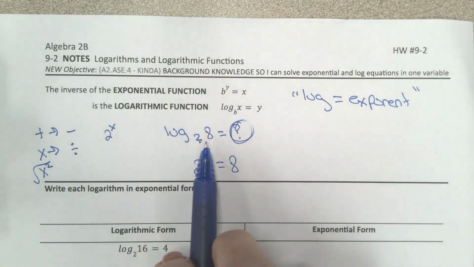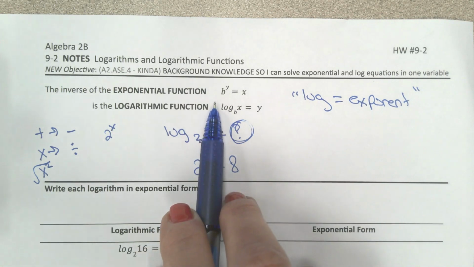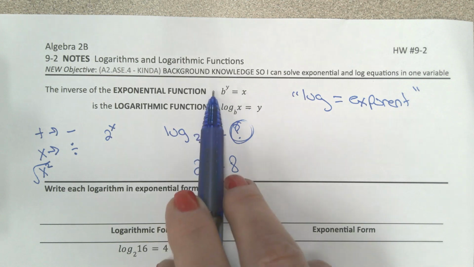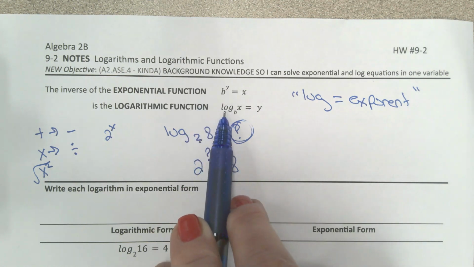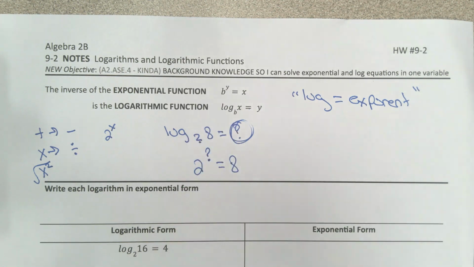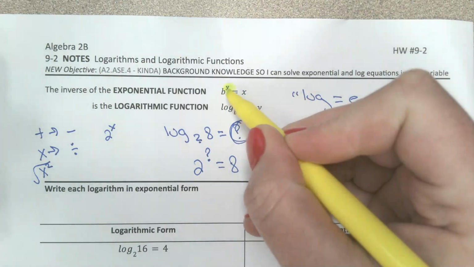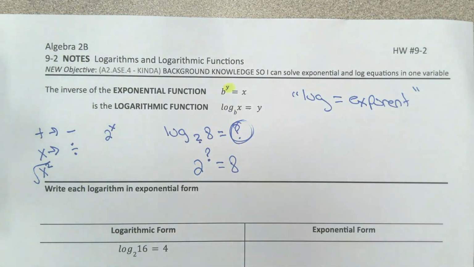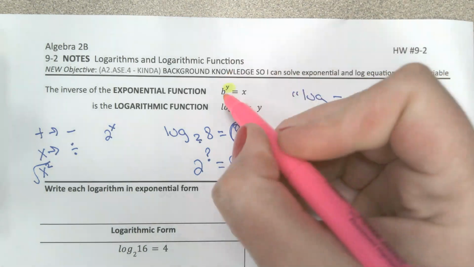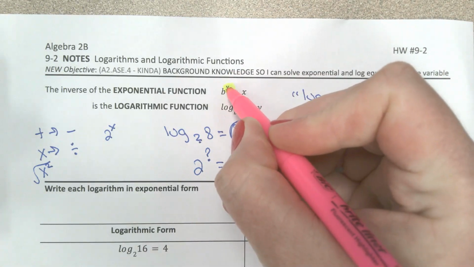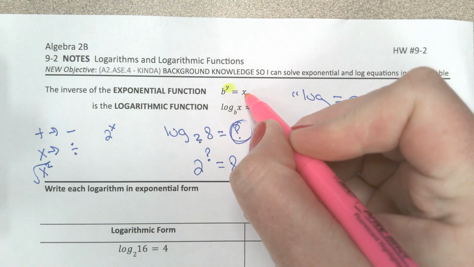So here we have what you would frequently see. This is the formula for how to go back and forth between exponential functions and logarithmic functions. So a lot of you like to color code things. So the exponent, I shouldn't have started with that. You need to start with the base. I'm being silly today. So this is a base raised to an exponent equals x.